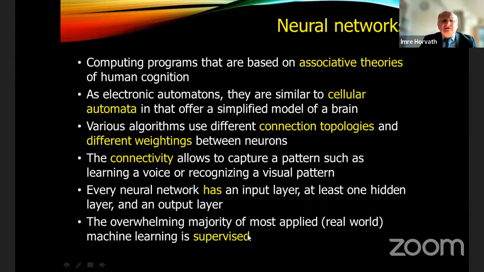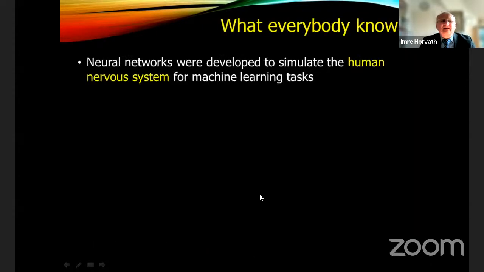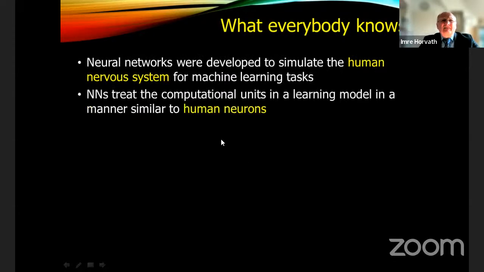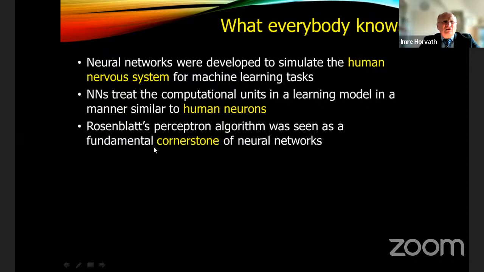The overwhelming majority of the most applied real-world machine learning is happening with the strategy of supervised learning. And then what everybody knows is that neural networks can be used for machine learning tasks, and neural networks treat the computational units in a learning model in a manner similar to the human neuron. Rosenblatt's perceptron algorithm was seen as a fundamental cornerstone of neural networks.